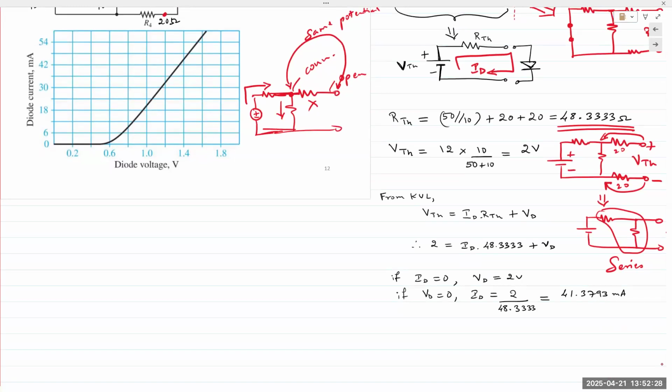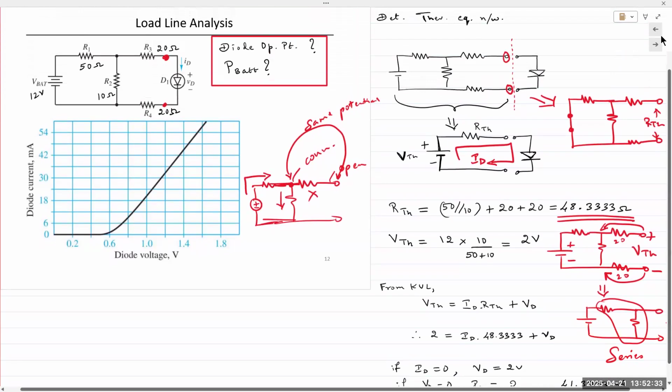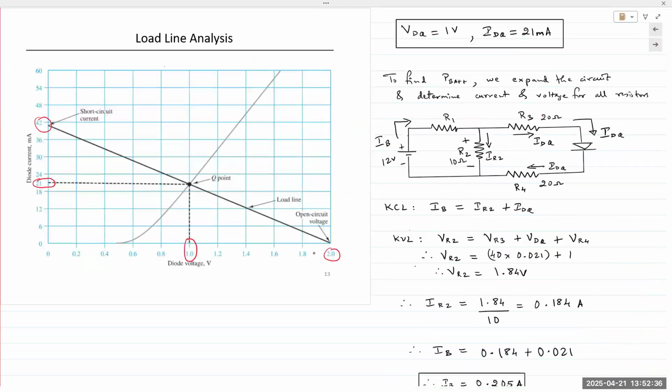Okay. So we obtained the 2 points, 12 volts and 41 milliamps. So we plot these. 12 volts is right here. 41 milliamps is right here. You join them. This is the line that describes the external circuit. Okay. And this is the diode characteristic that was provided to us.